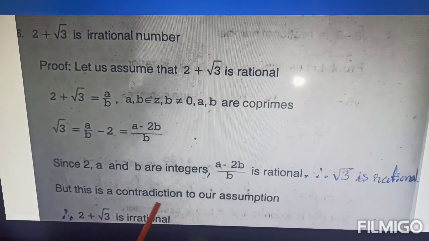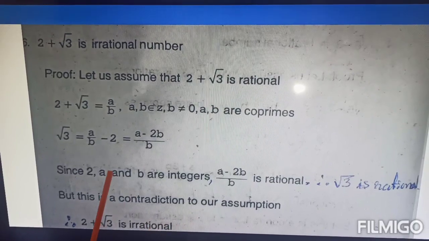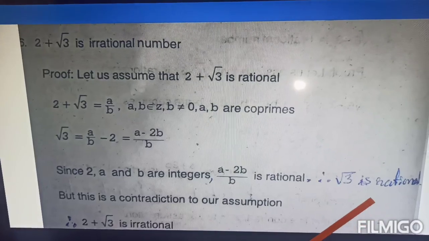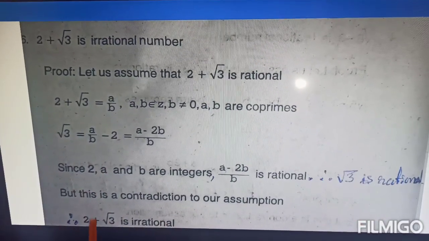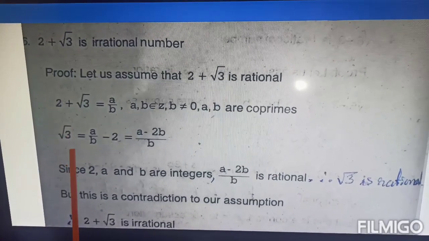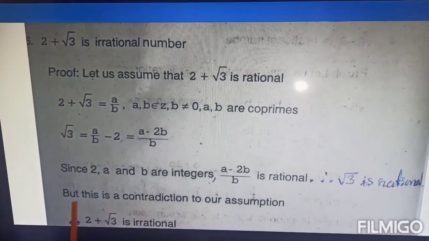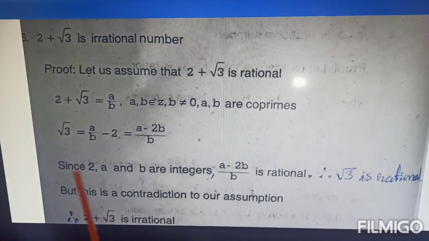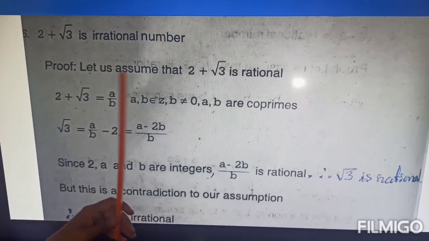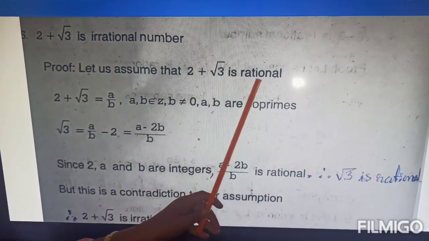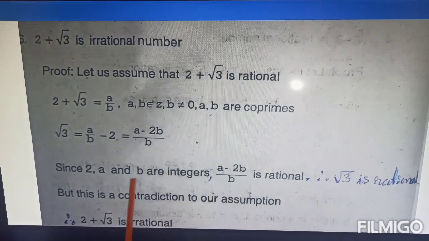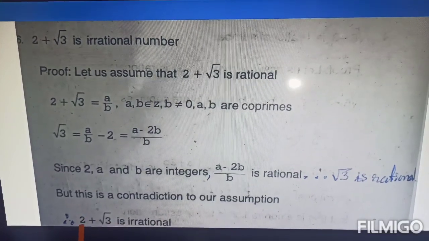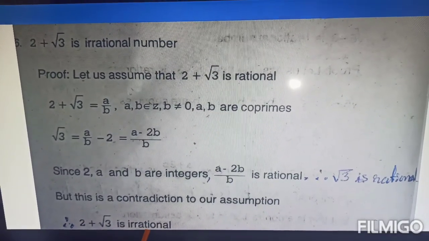But this leads to a contradiction, because here we proved root 3 is rational. But from our previous knowledge, we know that root 3 is not rational. This leads to a contradiction to our assumption. Our assumption became wrong. What we assumed in the starting, that the given number is rational, but here we proved it is not rational. Therefore, 2 plus root 3 is irrational.